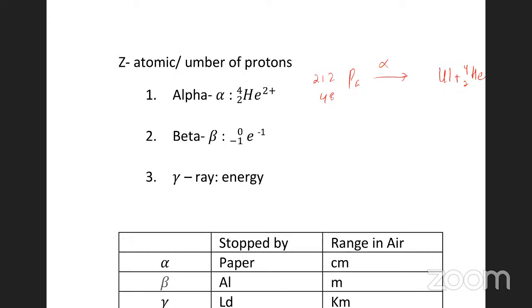Right, the new particle will have a mass number that is 4 less than 212, so you minus 4, and an atomic number 2 less than 48. So basically, if you add up all your products, if you add up your mass numbers, it's supposed to be equal to 212. If you add up your atomic numbers, it's supposed to be equal to 48.